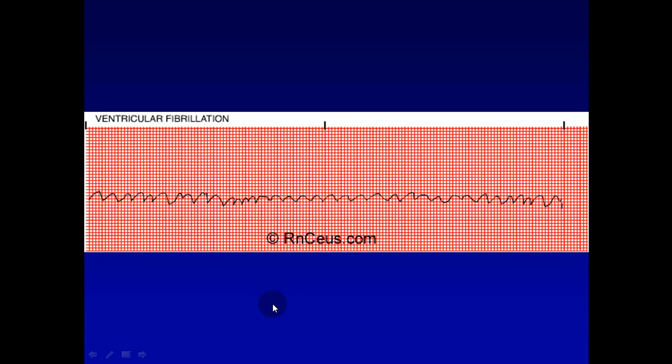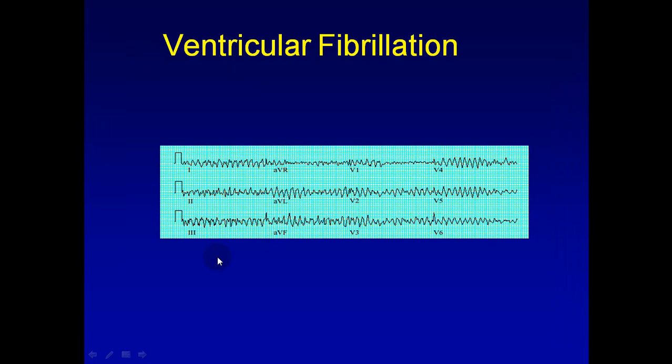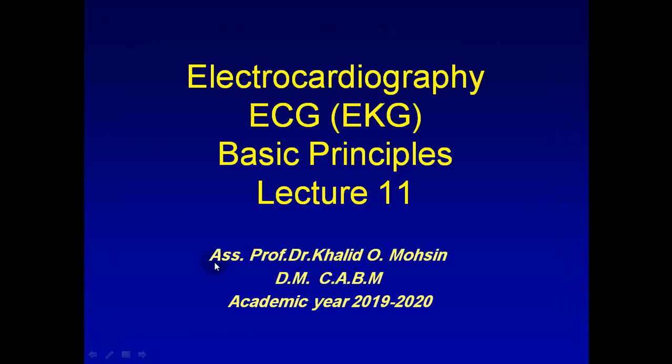It's a bizarre line. There is no P wave, no QRS complex, there is no rate. We can't count it. If we look at the patient, they are in a serious situation: cyanosis, unconscious, no cardiac output, blood pressure we can't detect, and usually no pulse. So it is ventricular fibrillation. This is a 12 lead ECG of ventricular fibrillation. And again, this is another example of VF, ventricular fibrillation. See you soon.